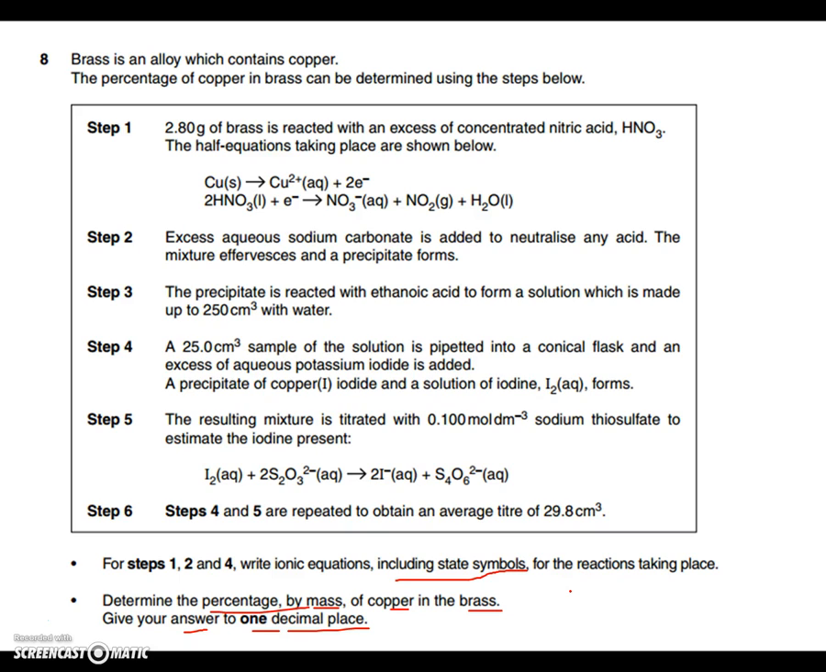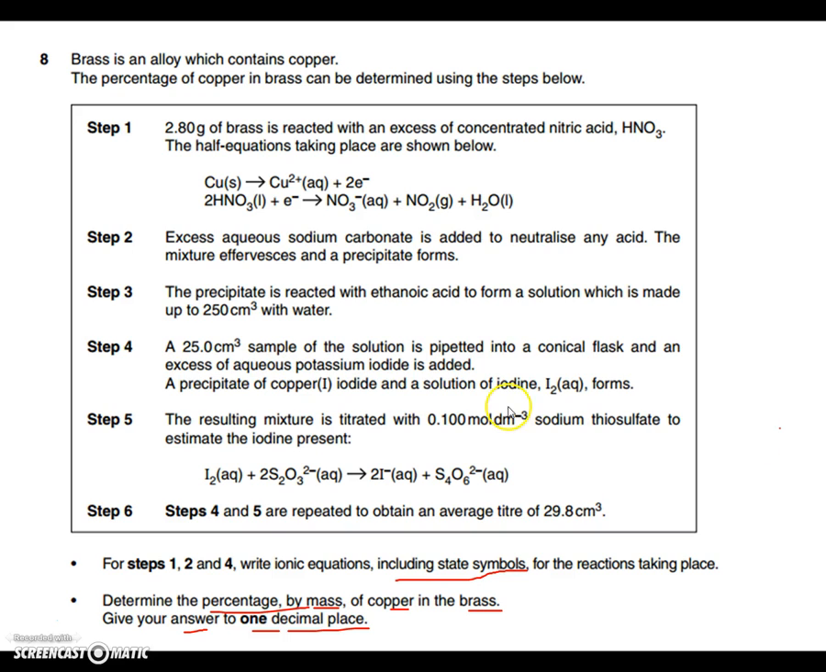So just work through these step by step. None of the chemistry here is particularly complex. It's just a case of marshalling all of the information together and then making sure that you don't make any silly mistakes.